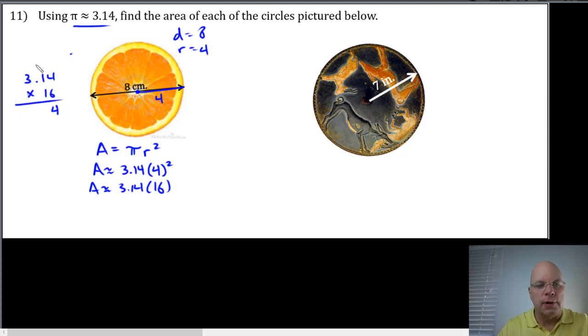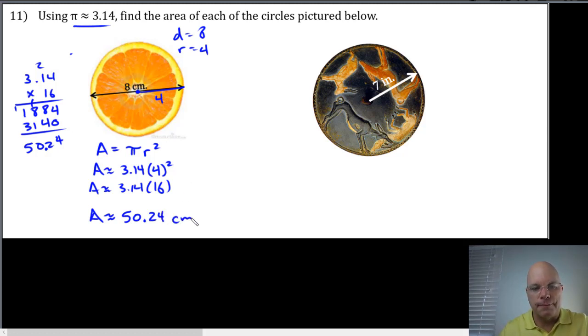4 6s is 24, carry the 2, 1 6 is 6, and 2 is 8, 3 6s is 18. Multiplying by 10, so I start with a 0, 4 1s is 4, 1 1 is 1, and 3 1s is 3. We add these up, we get 5024, and I was multiplying hundredths by wholes, so my product should be hundredths, 2 decimal places. So the area is approximately 50 and 24 hundredths centimeters squared.